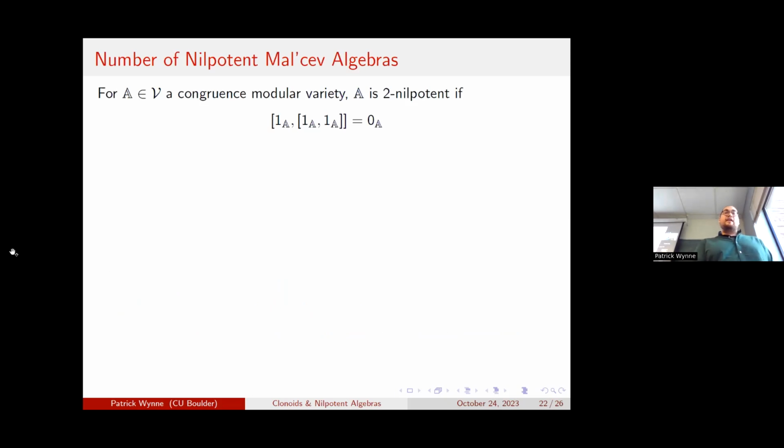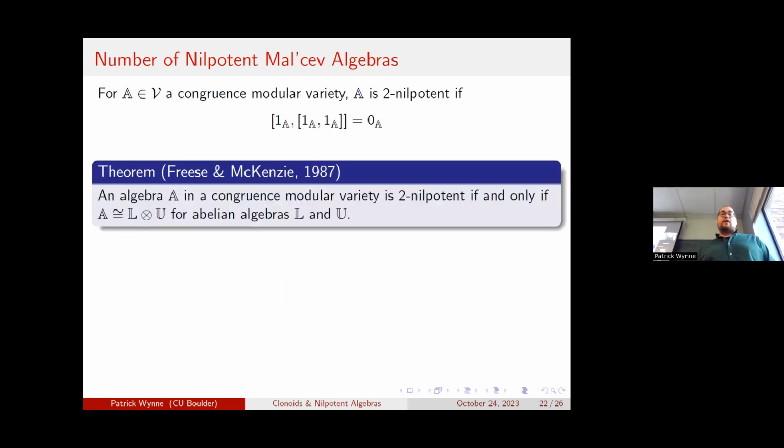So if A in a congruence modular variety is 2-nilpotent, that means that the iterated commutator is equal to 0, where we iterate exactly twice. So this is what a 2-nilpotent algebra is. And now just translating the theorem from Freese and McKenzie into this setting, we get that an algebra in a congruence modular variety is 2-nilpotent exactly when A is a central extension of L by U, and L and U are both abelian.